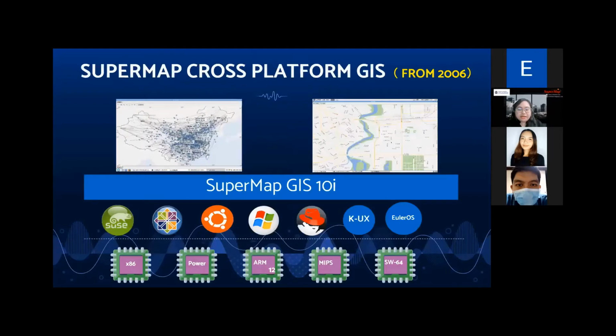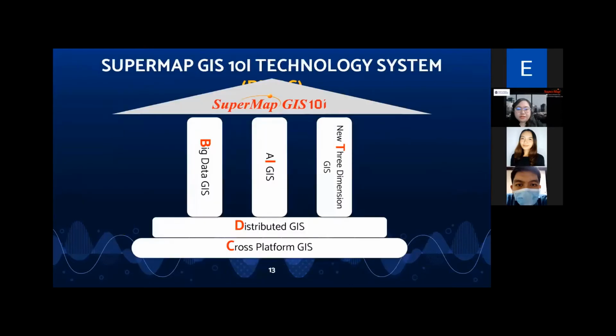Cross-platform GIS is easy to understand. This means that our GIS products can run both in Windows and Linux natively, not only on the server side but also on the terminal side. Next, we move to the distributed GIS.